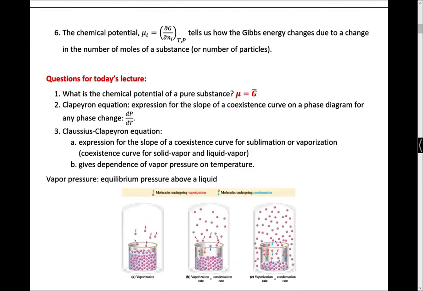One of the things that we're going to see is that the chemical potential of a pure substance is the same as the molar Gibbs energy. So that's going to be important. We'll be covering that. From there, we're going to derive the Clapeyron equation, the Clausius-Clapeyron equation. Who recalls the Clausius-Clapeyron? So that showed up in 178.